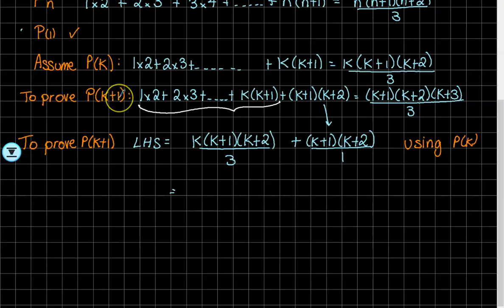Because this is K plus 1, so I replaced this with K plus 1. So I get K plus 1. K plus 1 is K plus 2. We're good? Okay, so I get one common denominator of 3. I don't have to do anything with this, so I just rewrite K plus 1, K plus 2. What do I have to do to the right hand, this bit? Times by 3.